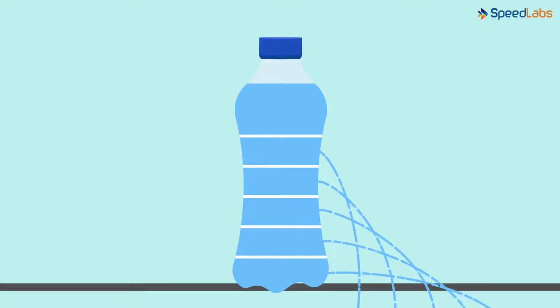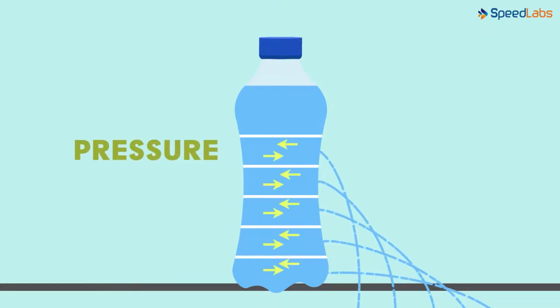But the reason for this leakage is the pressure that the water is exerting on the walls of the bottle. Yes, the water exerts pressure on the walls of the bottle too. So the liquid exerts pressure not only in the downward direction but sideways too.